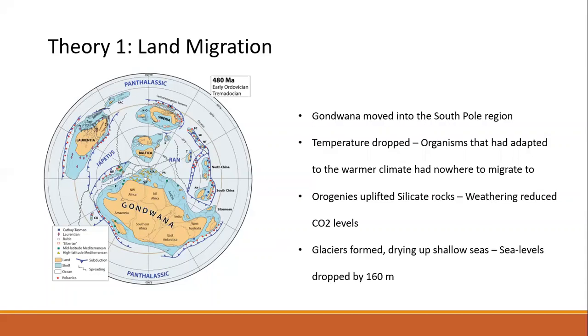Additionally, when orogenic areas were uplifted, the weathering of the exposed silicate rocks lowered the amounts of carbon dioxide in the atmosphere. This allowed the exceedingly low temperatures to cause large amounts of glaciation, which reduced sea levels by nearly 160 meters. This dried up many of the shallower oceans that had formed on the interior of Gondwana when sea levels initially rose, consequently killing its inhabitants.